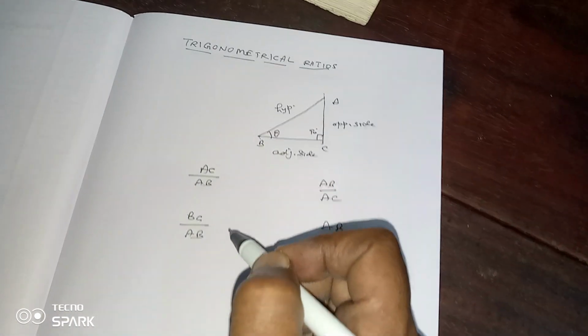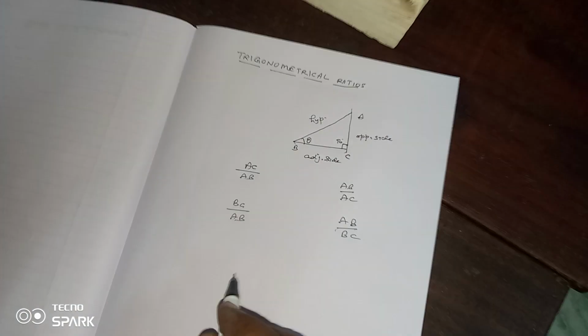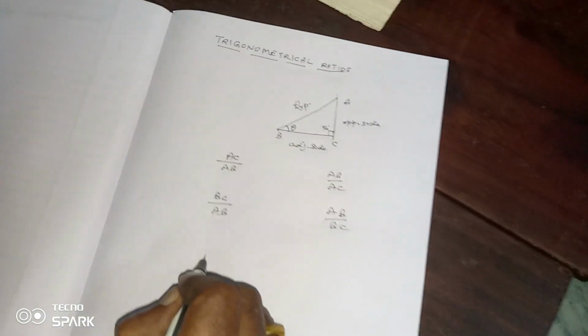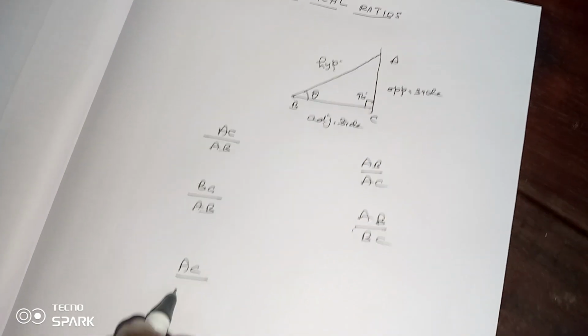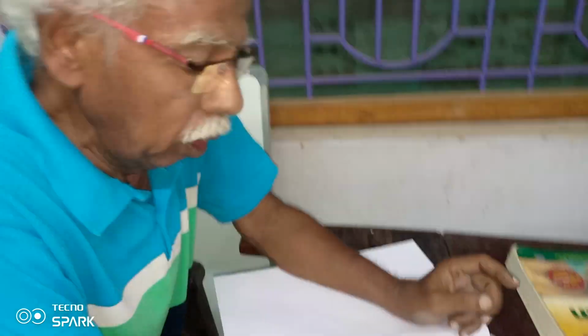And the third one primarily will be opposite side by adjacent side, so AC by BC, and the reciprocal is BC by AC. So these are all the possible ratios, taking two at a time, where the sides are hypotenuse, opposite side, and adjacent side as far as this angle theta is concerned.